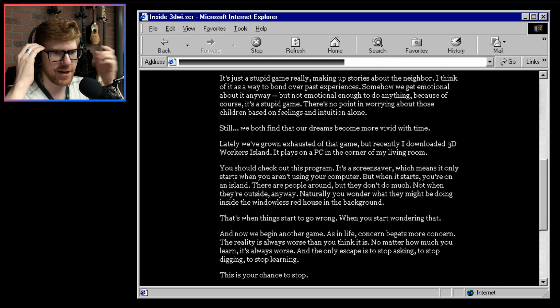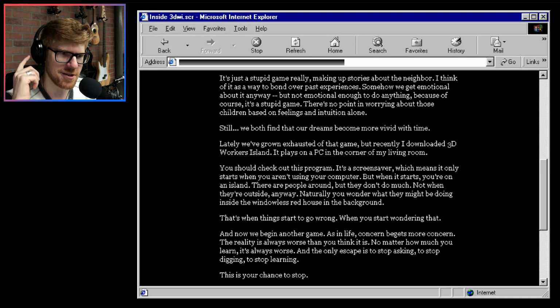And now we begin another game. As in life, concern begets more concern. The reality is always worse than you think it is. No matter how much you learn, it's always worse. And the only escape is to stop asking, to stop digging, to stop learning. This is your chance to stop.